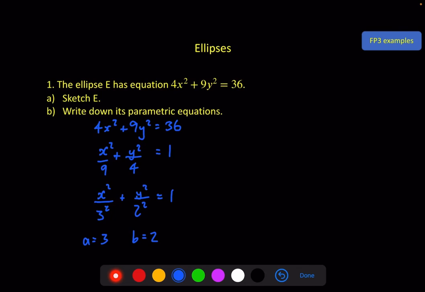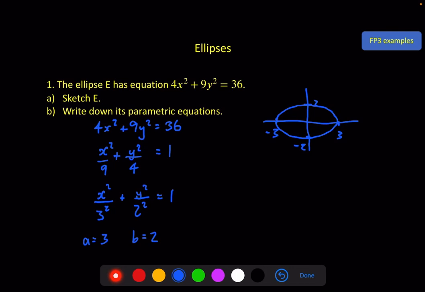And once you know those two values, sketching the ellipse is very simple. A is under the x, that's on the x-axis, so we've got a minus 3 and a 3. B on the y, 2 and minus 2. And once you've got your intercepts in place, just try to make an ellipse as best you can. And there's your sketch.